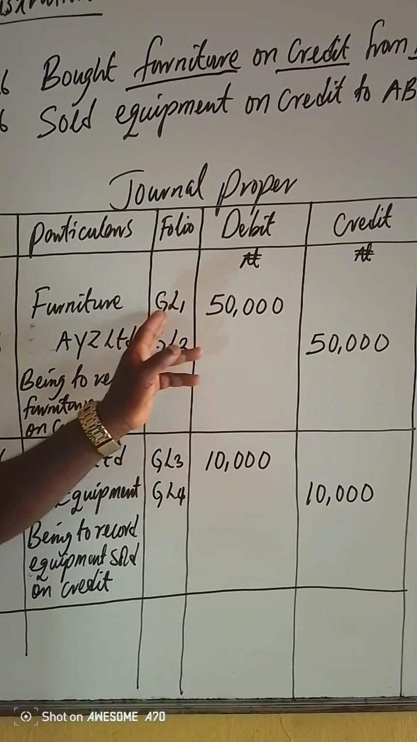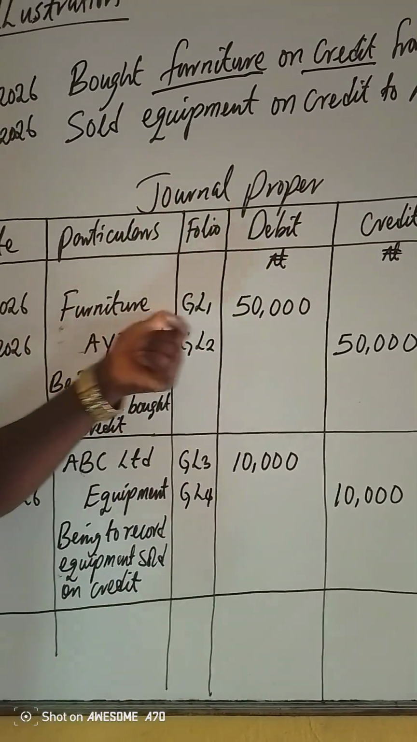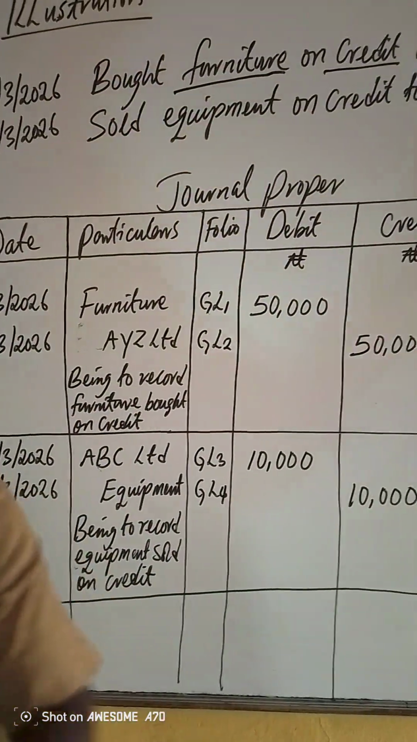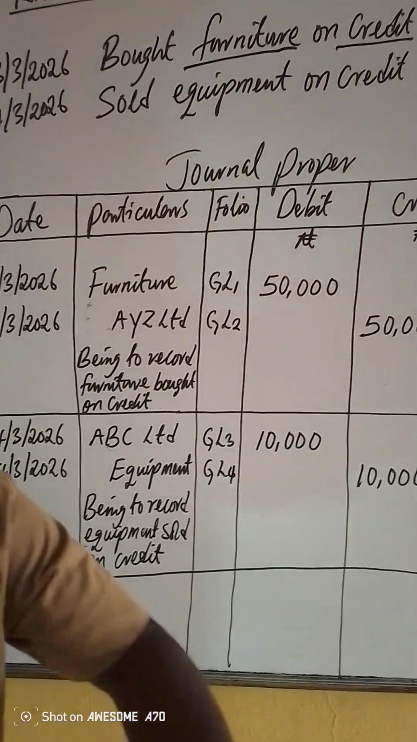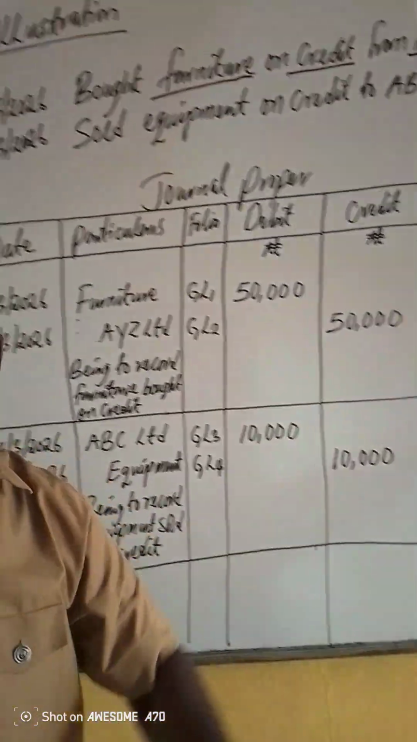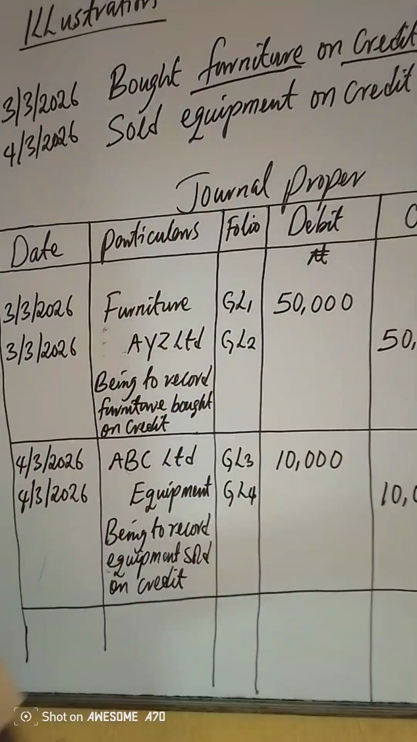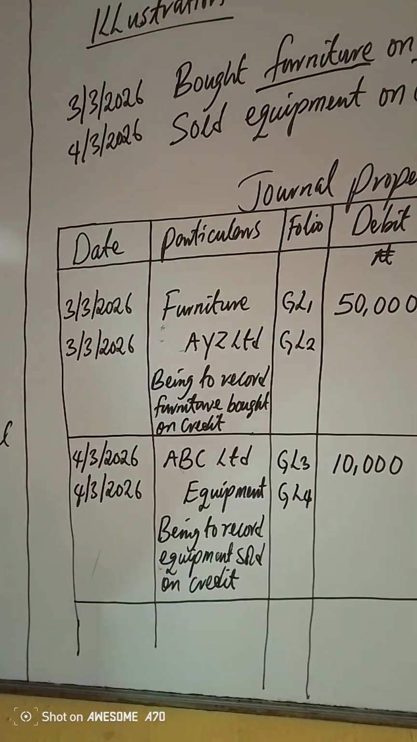But this is what is called general ledger folio 1, because general ledger here means other accounts that are not sales ledger nor purchase ledger. So if an account should not be recorded in the purchase ledger or sales ledger, then any other account falls under what is called the general ledger.